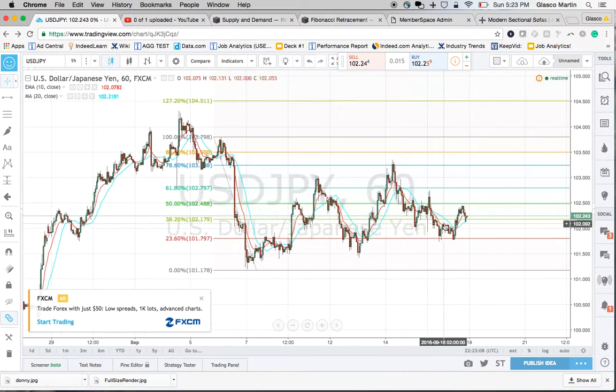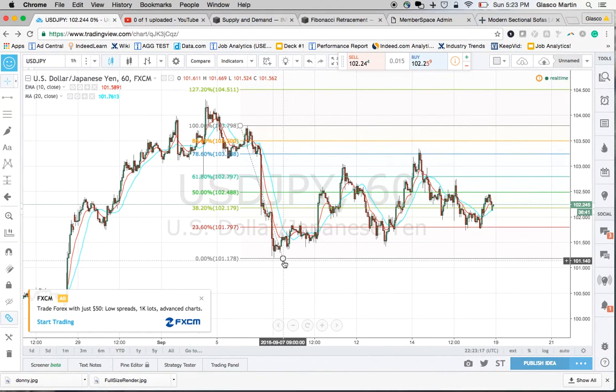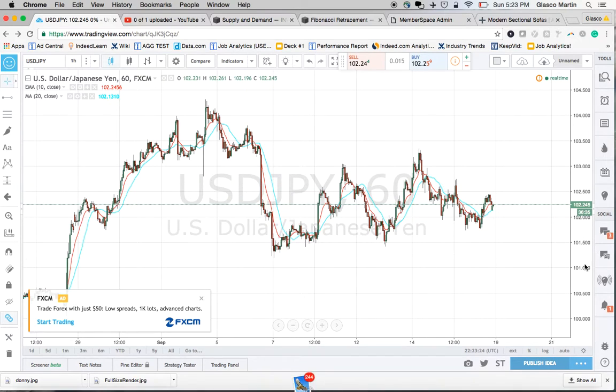So then the next one you could wait for is the 88.6, and then the next one would be the 127, and then the next one would be 161.8. But that's a reversal. Those are how you use Fib right there on the downtrend like that. So I'm going to delete this.